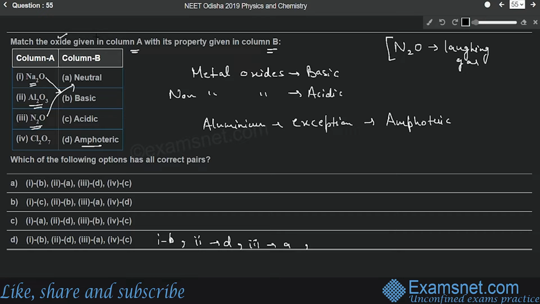Now the last one is oxide of chlorine. Okay, so chlorine is a non-metal and we know that non-metals give acidic oxide. So the correct match for 4 will be number C, acidic. So which one will be the correct option? The last one. Okay, option D will be the correct option.